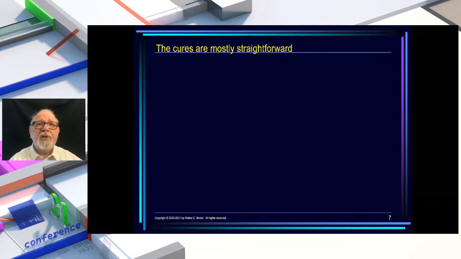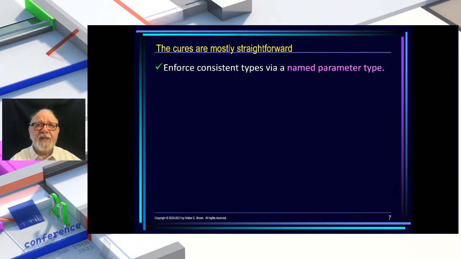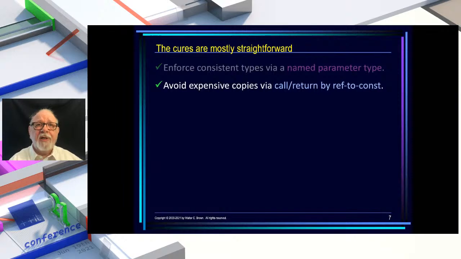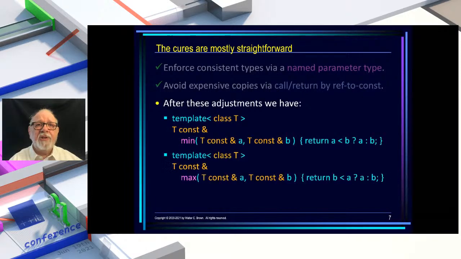Now, these issues can be cured in a fairly straightforward way. We can certainly enforce type consistency just by naming the type of our parameters. And we can avoid expensive copies by using call by reference to const, but nonetheless call by reference instead of call by value. And after we make those adjustments, our min and max templates would look like this. Now, everything will have type T, so we have consistency. Both arguments will have the same type, and the return type will be the same. And we've switched to call by reference.